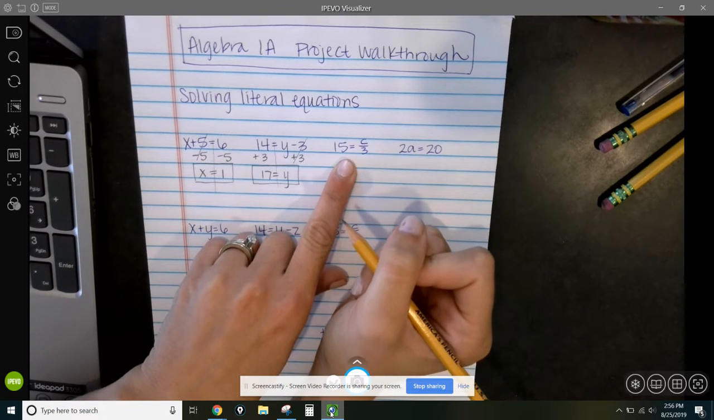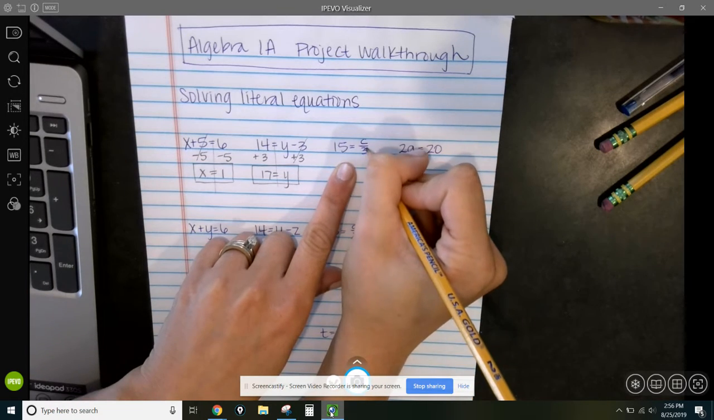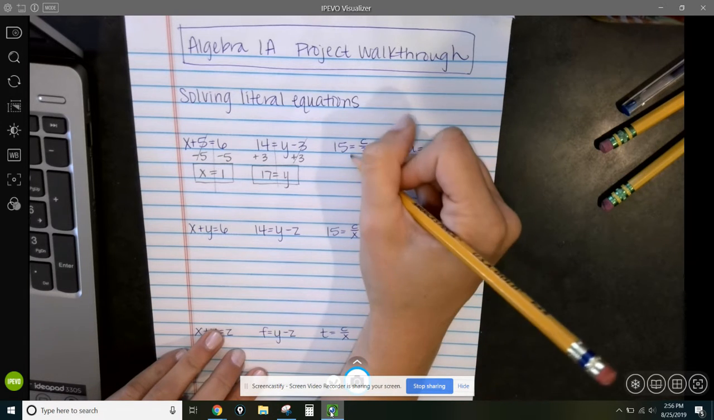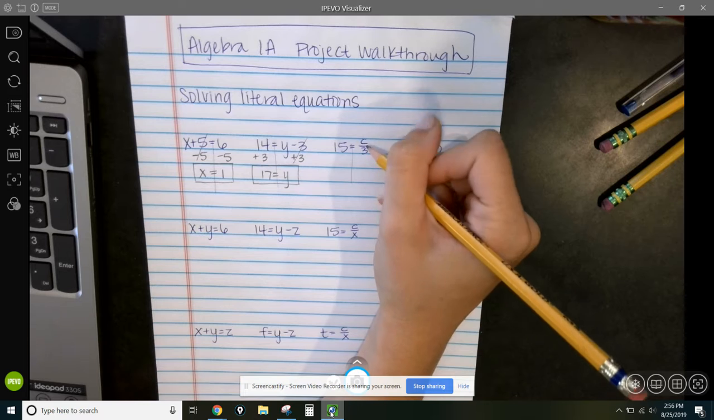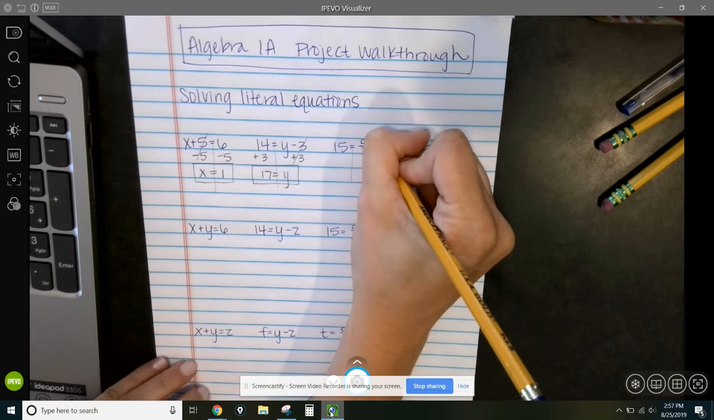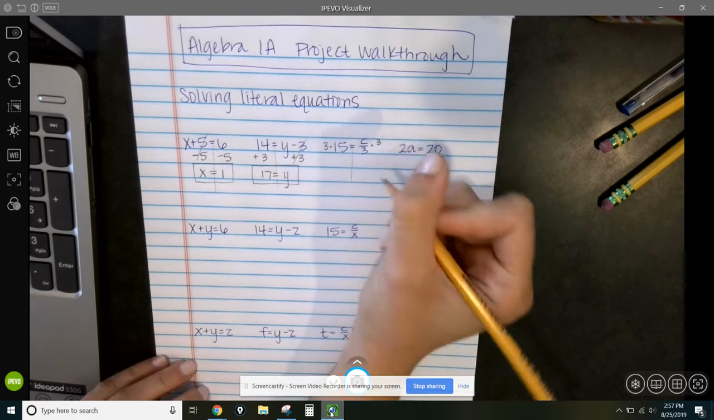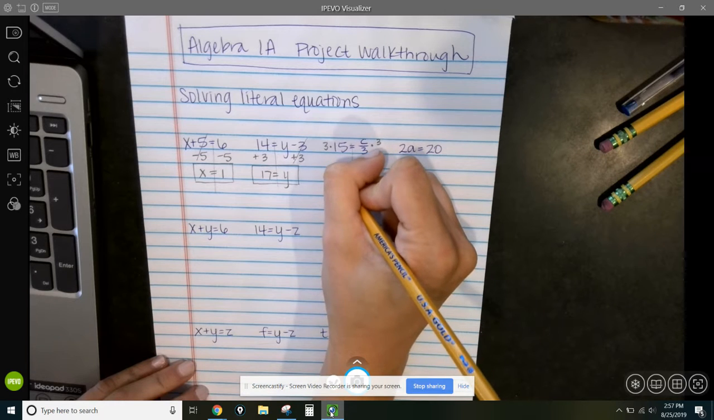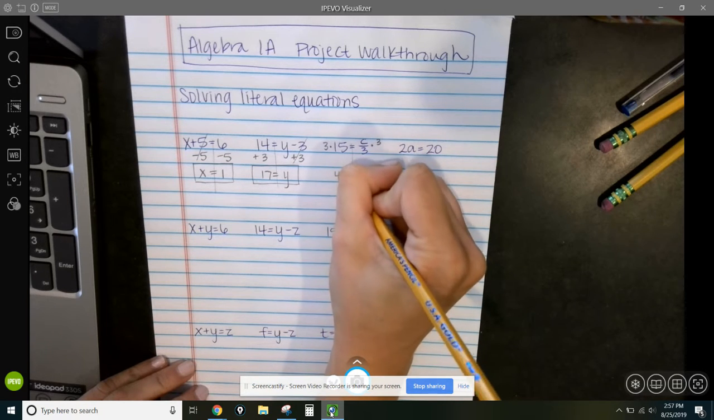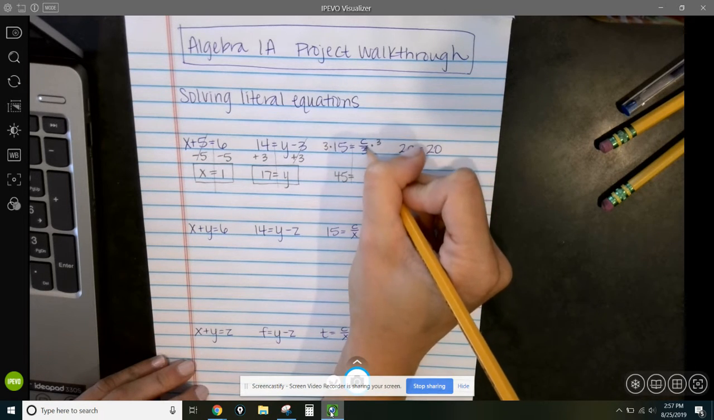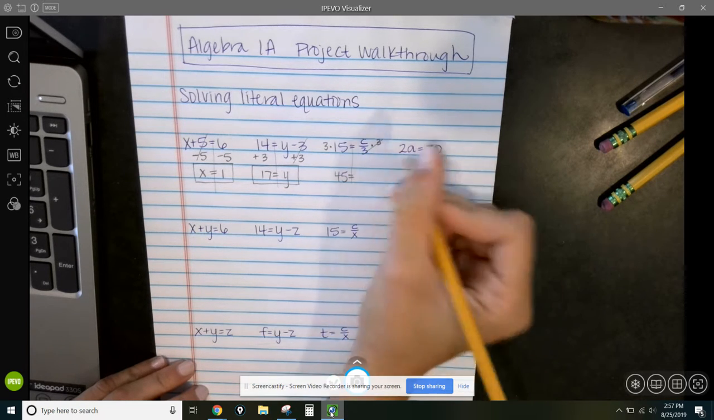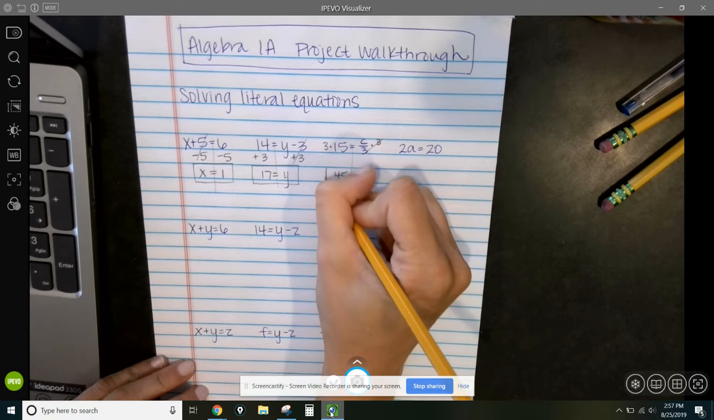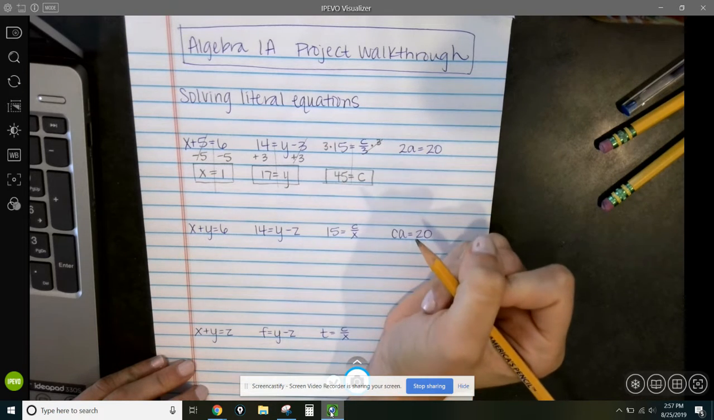Another one. 15 equals c divided by 3. If I'm trying to isolate c and get c by itself, I need to do the opposite of divided by 3, which would be to multiply by 3 on both sides. On the left, I end up with 45. And on the right, I had this divided by 3 times 3. Those are opposite operations. They cancel each other out, and I just have c. I isolated c. I got it by itself.